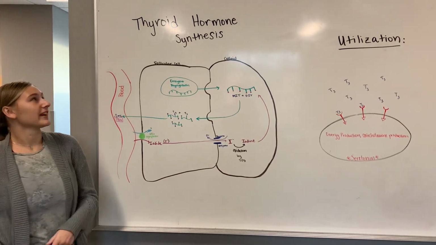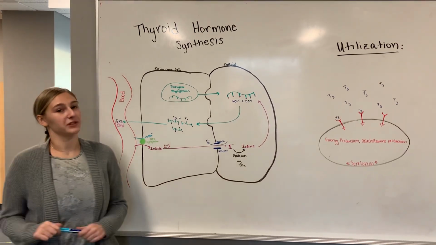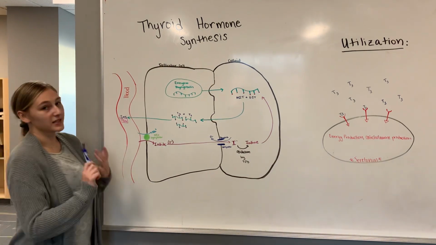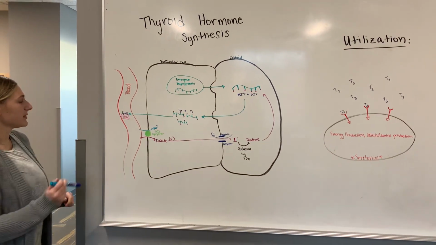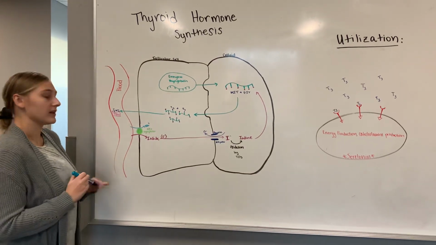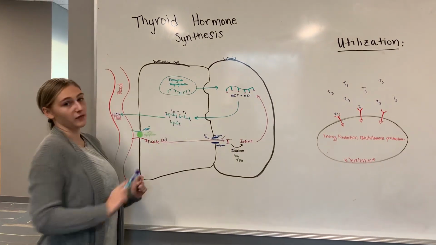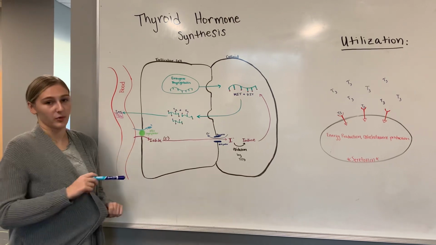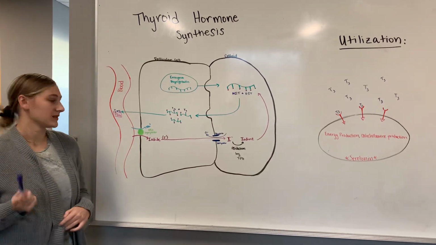Okay, now we're going to discuss thyroid hormone synthesis and utilization. This process takes place in the thyroid, and what happens is we have sodium and iodide come into our thyroid through the blood, and they come into the follicular cell of our thyroid through the NIS symporter, otherwise known as the sodium iodide symporter.